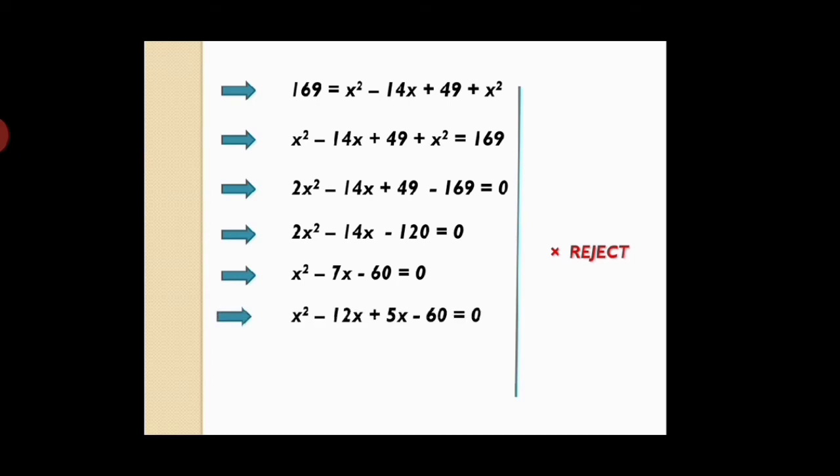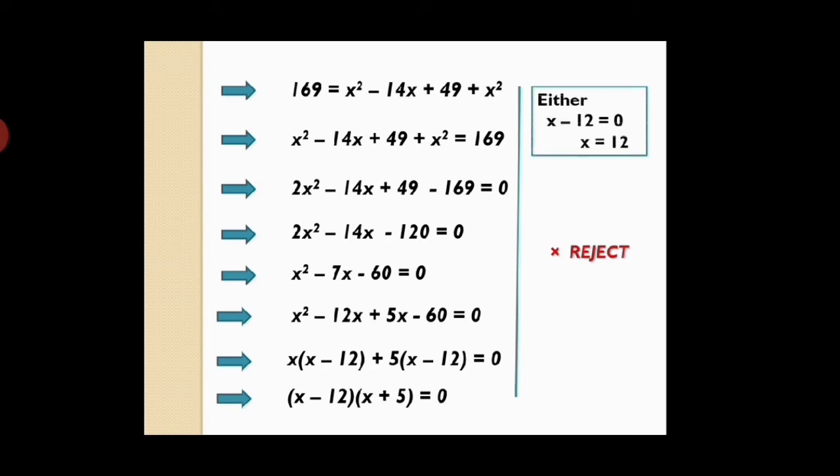And again we will use here splitting the middle term. We will get x square minus 12x plus 5x minus 60 equals 0. After taking common, we will get x minus 12 plus 5 within bracket x minus 12 equals 0. And here x minus 12, x plus 5 are the common factors equal to 0. So either x minus 12 equals 0, we will get x equal 12, or x plus 5 equals 0, we will get x equal minus 5.